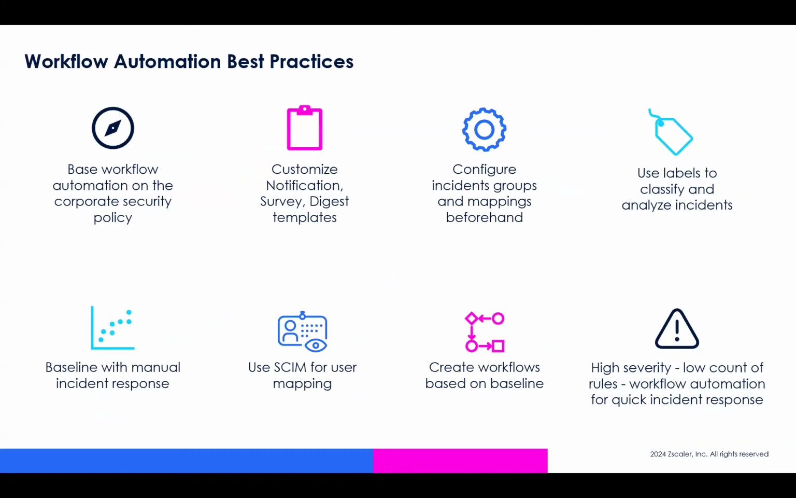Let's take a look at some of the best practices for configuring workflow automation. First, you should base your workflow automation configuration on your corporate data security policy. You'll want to build custom notification survey and digest templates, configure incident groups and mappings beforehand, use labels to classify and analyze incidents so that you can assign those incidents to appropriate admin groups.